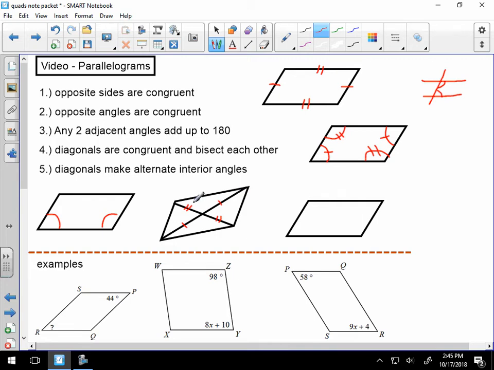Okay? That means that these two will be equal to each other, but these two will not be equal to them. So an example would be this is a 5 and this could be a 4. So 4 and 4, 5 and 5. If they're not equal to each other, they still cut each other in half. Alright, then diagonals make alternate interior angles. So if I look at just this one, I want you to see that alternate interior Z look. Those will be equal.